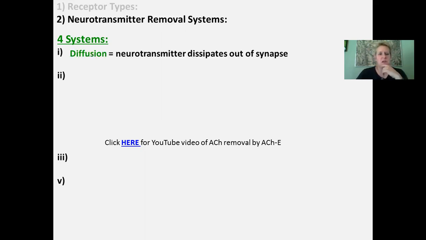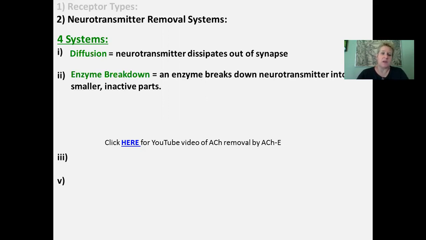So here are some removal systems. Diffusion: once the neurotransmitter hits the synapse, binds to its receptor and has its effect, it diffuses back into the neuron that secreted it. It just gets sucked back in. That's not a very common method of removal. Here is a common method: enzyme breakdown of a neurotransmitter. In the synapse, an enzyme breaks the neurotransmitter down into its component parts. Acetylcholine gets broken into acetate and choline, which can't bind to a receptor or stimulate anymore. Then the neuron sucks those chemicals back up and stitches them back together into a neurotransmitter in the vesicles.